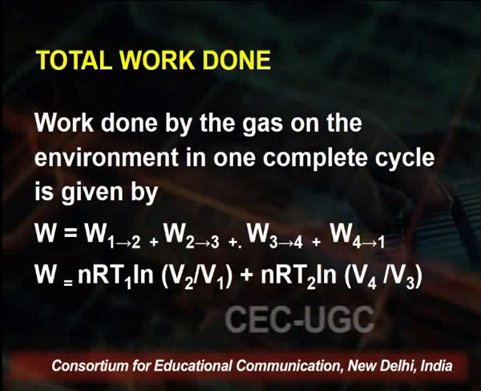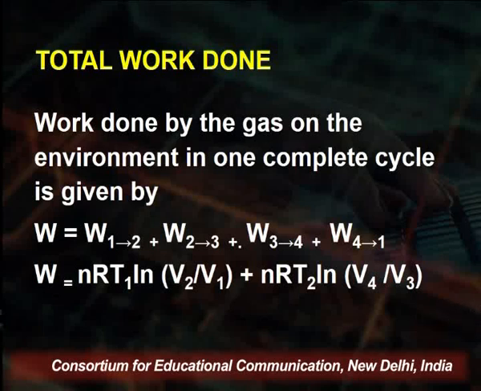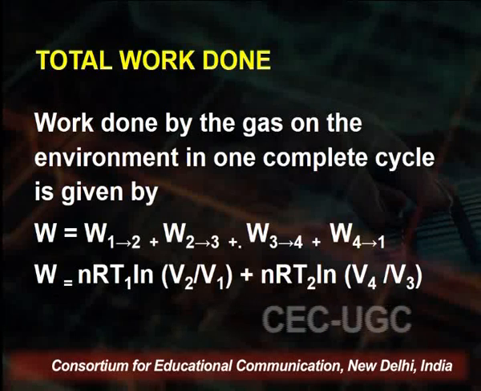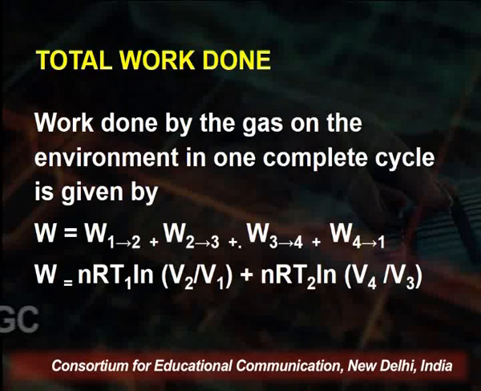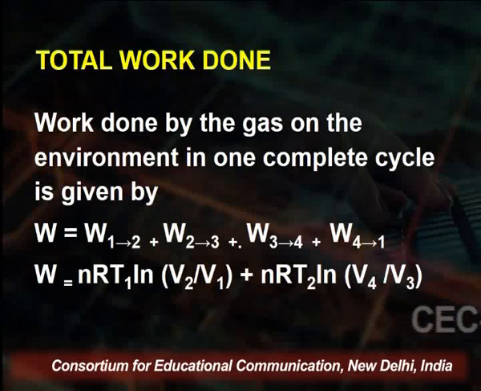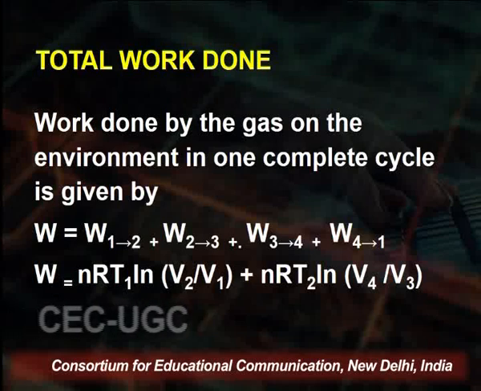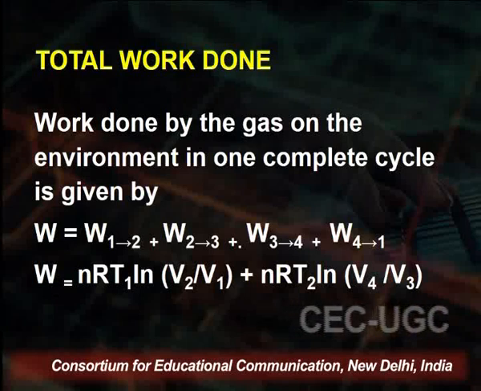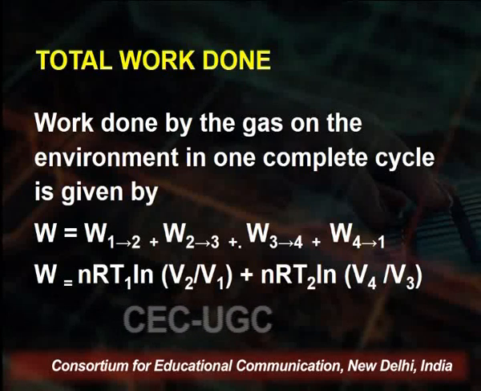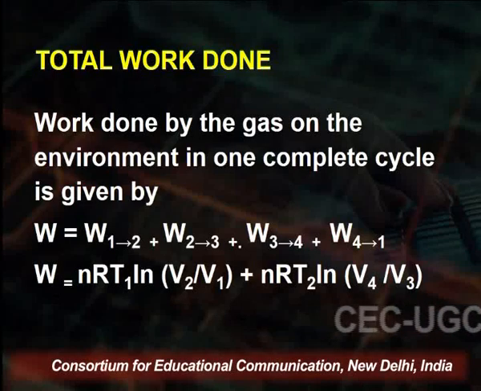So we have calculated the individual work done during the 4 processes. To calculate the total work done now, we have to add up all the 4 work done. Therefore, the total work done by the gas on the environment in one complete cycle is given by W1 to 2 plus W2 to 3 plus W3 to 4 plus W4 to 1. By substituting the values of W calculated in the earlier slides, we will get W equal to nR T1 log of V2 by V1 plus nR T2 log V4 by V3. Now this requires further simplification to get the efficiency of the Carnot cycle in a simpler and more usable formula.